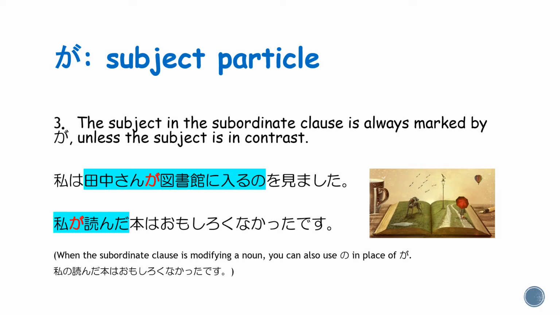The sentence 私が読んだ is embedded in the sentence, so that's a subordinate clause. And 私 is the subject of the subordinate clause, so we mark it with が. 私が読んだ本は面白くなかったです. Sometimes, when the subordinate clause is modifying a noun, like in the second sentence, you can use の instead of が. 私の読んだ本は面白くなかったです. But you cannot use の in the first sentence because the subordinate clause 田中さんが図書館に入る is not modifying a noun.